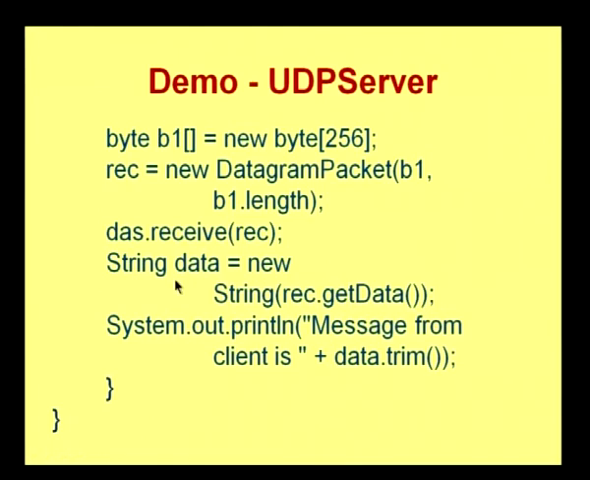You can see here I have a string data is equal to new string. I am constructing a string and then I am calling the getData method of my REC. The getData method of my datagram packet will give the data in the form of a byte array. This byte array will be passed as a parameter to the constructor of the string, and then I am trying to print the client data, and here in the string I call a trim method. You have noticed that we have constructed a byte array of 256 bytes, and if there are unused bytes, you can trim them and show the result to the user.